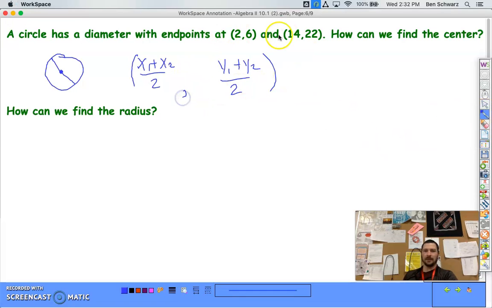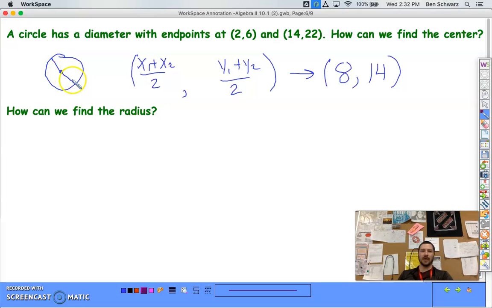So to find our midpoint, we add our x's up. 2 plus 14 is 16, divided by 2 gives me 8. And then 6 plus 22 is 28, divided by 2 is 14. So here's our center, (8, 14).